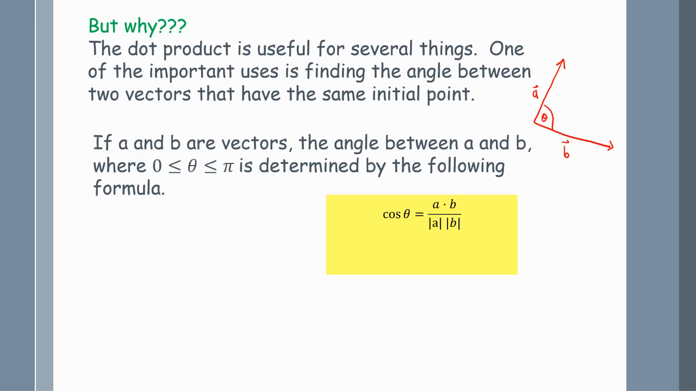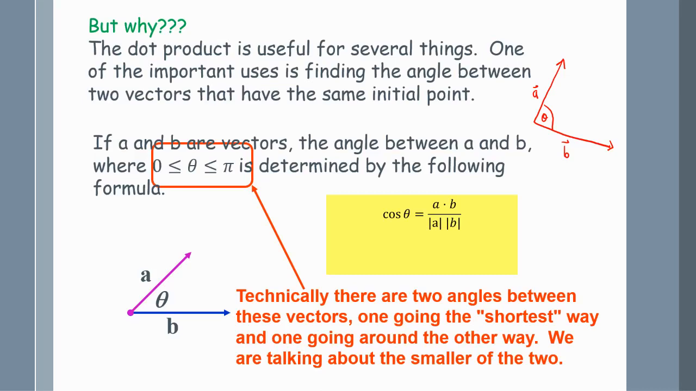This is determined by the following formula. So we have that cos theta equals A dotted with B, so vector A dot product vector B, all over the length of A times the length of B. Okay, here's our proof.